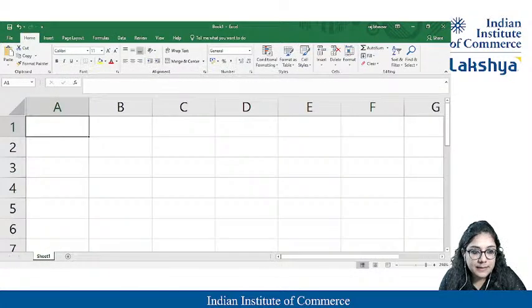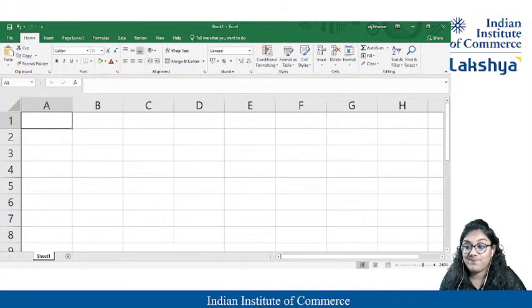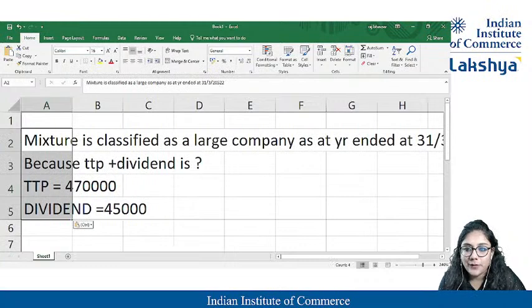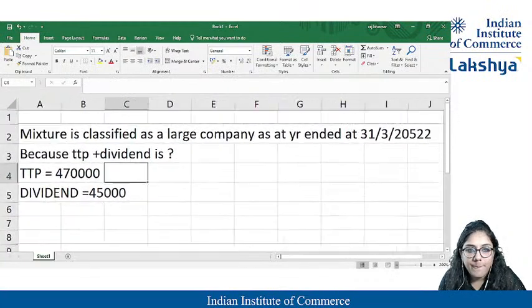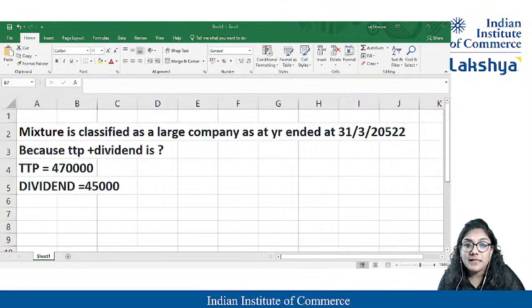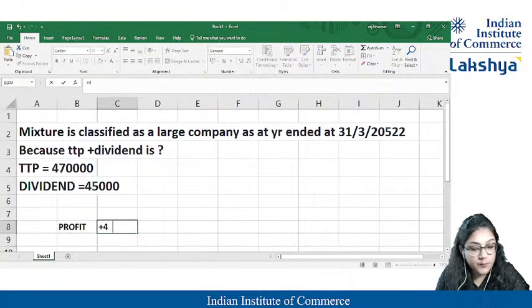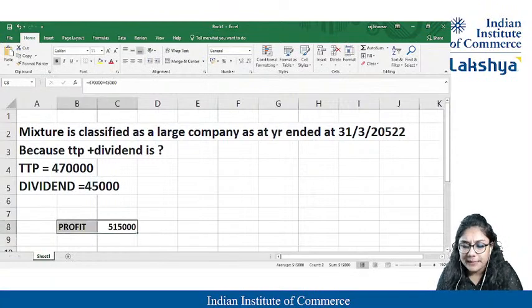Okay, let's write it again. This is what I have written, and I have just copied it for us. So Mixture Limited is classified as a large entity because of this situation. Now what is the total profit, guys? If I check their total profits, the total profits will be, students, 44 lakh 70 plus 45,000. So this is what I'm getting as their profits.